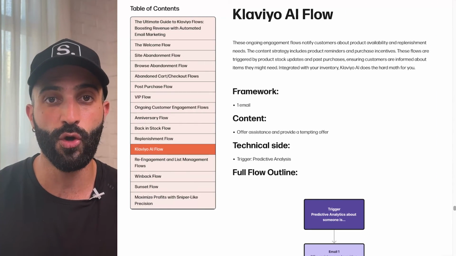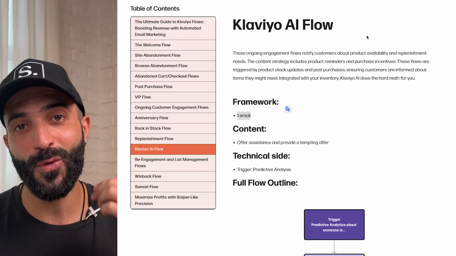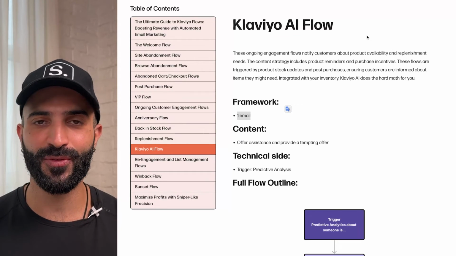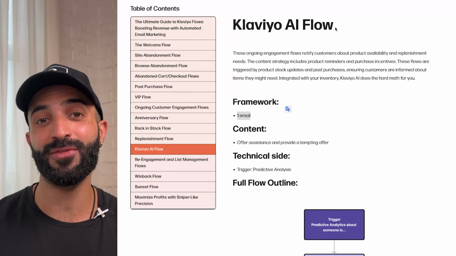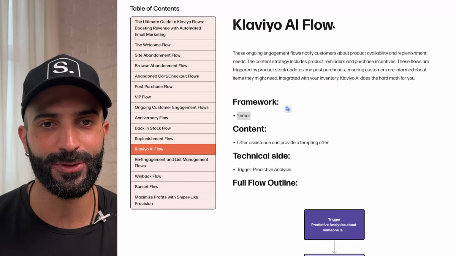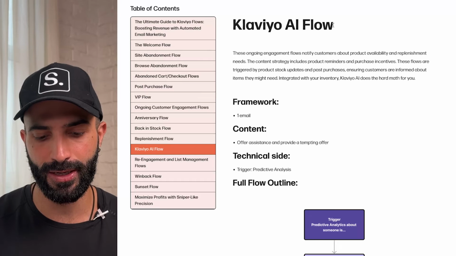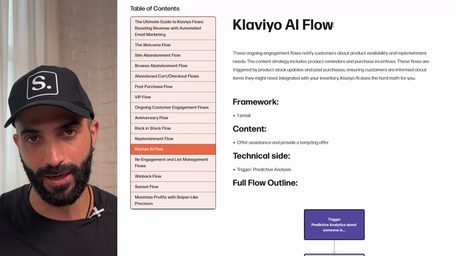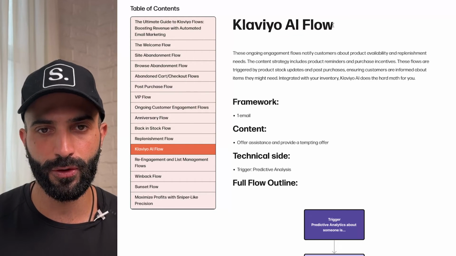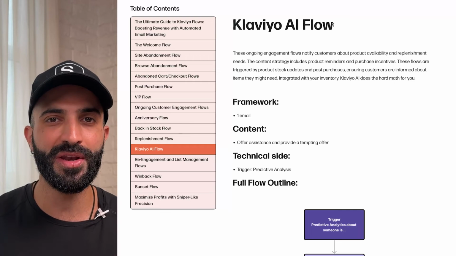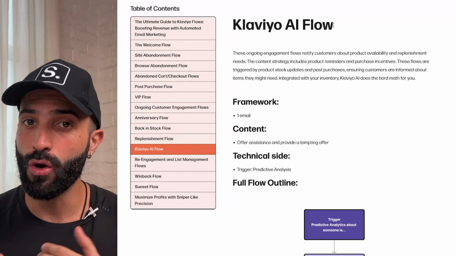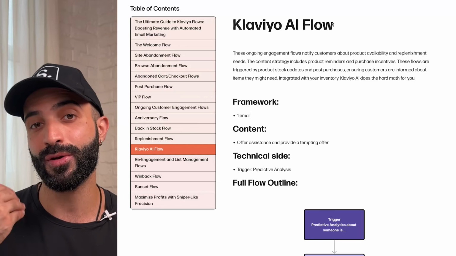Moving on, Klaviyo AI. I know it sounds fancy. In reality, this flow has been there even before AI became such a big and trending topic. How it works is Klaviyo uses AI to calculate historical data of purchasing behavior and letting you know when a customer is about to churn or when a customer is about to make their next purchase.